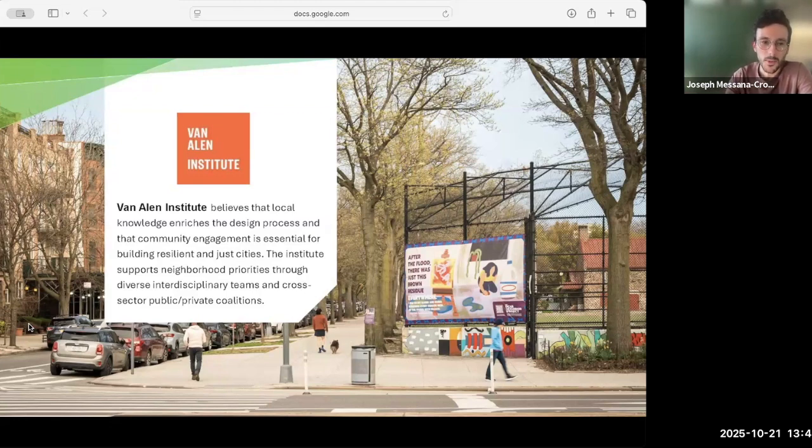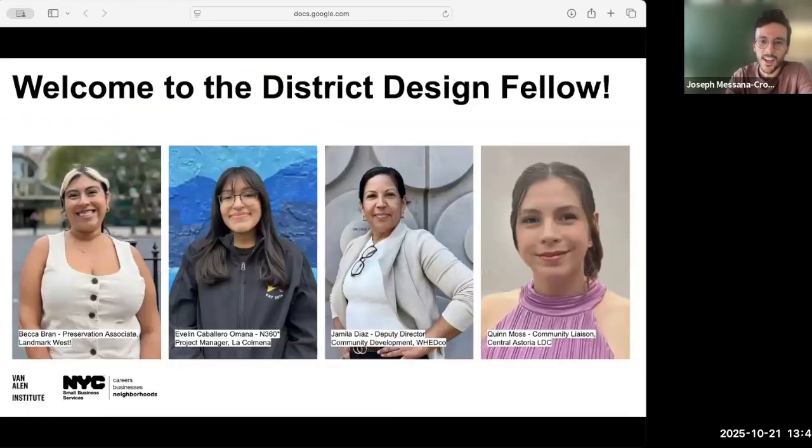So that being said, if we could go to the next slide, I'm excited to see everyone here, but I want to give an especially warm welcome to our District Design Fellows. They join us from all corners of our city. They represent different corridors. They come from different backgrounds, but they all have one thing in common, which is that they're ready to jump in and learn about design, but also make a big impact on their communities. So we have Becca Brand, Preservation Associate at Landmark West. She's going to be working on 72nd Street in the Upper West Side.